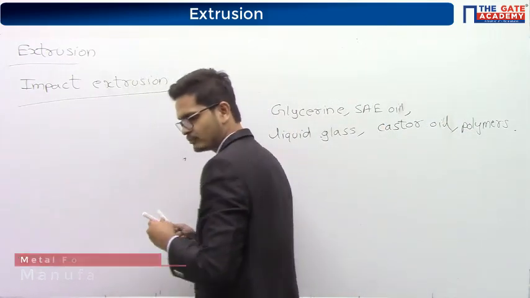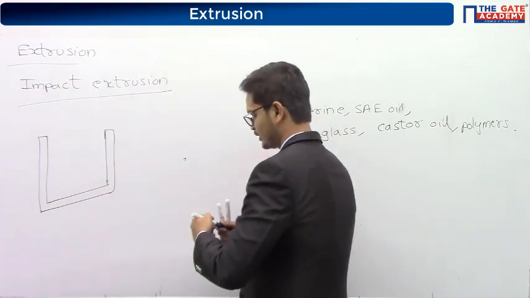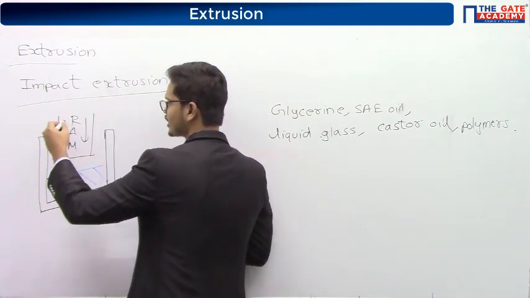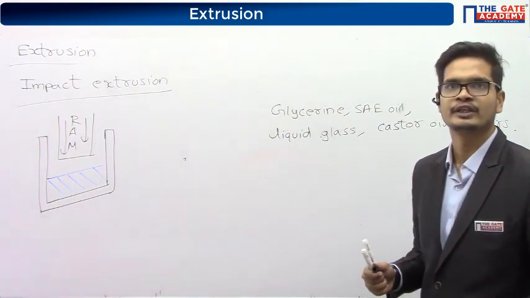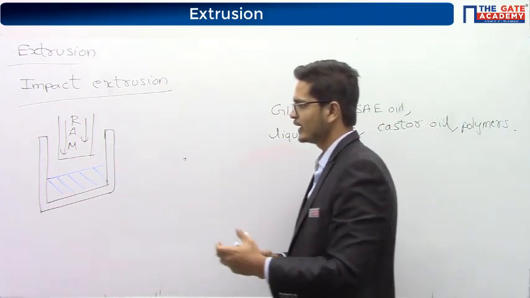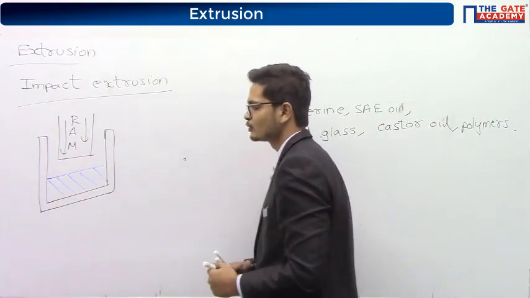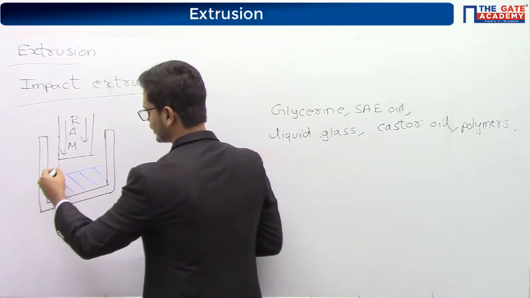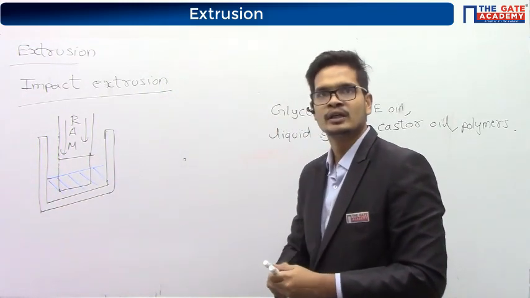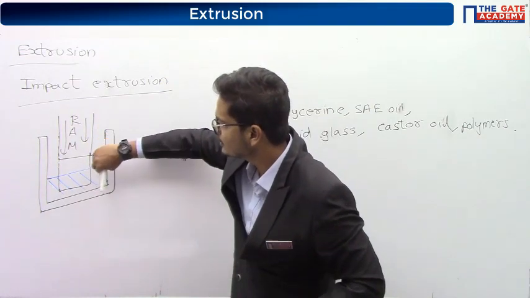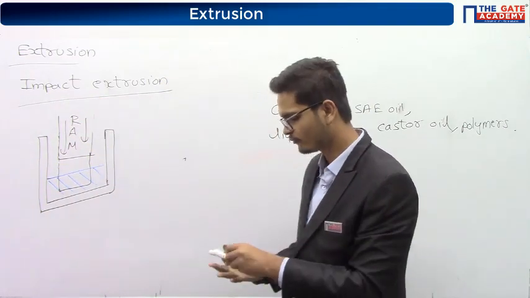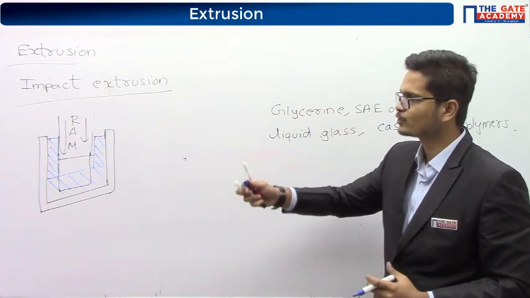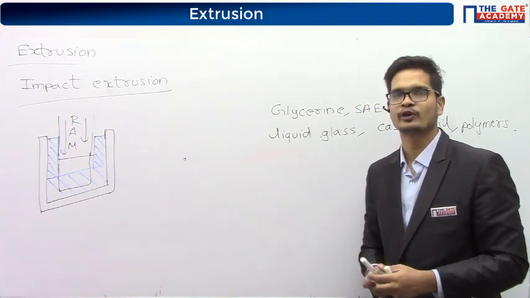Let's show you a diagram. So in this diagram, let's say here we have a raw material, and here we have the ram. So what will happen is the ram will come down with high velocity and it will strike here. Because of the ram, all the raw material will flow upwards, like this. Okay. So impact extrusion is used for making thin walled components.